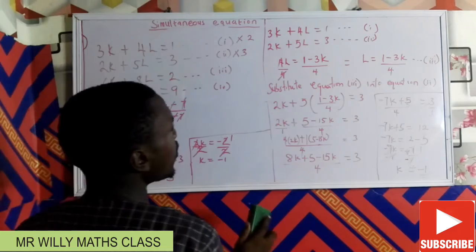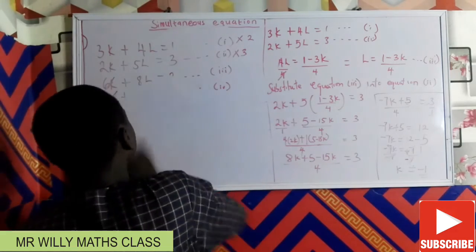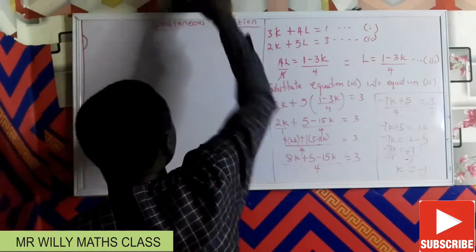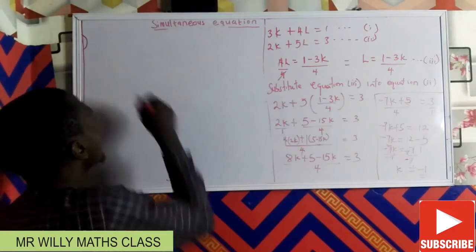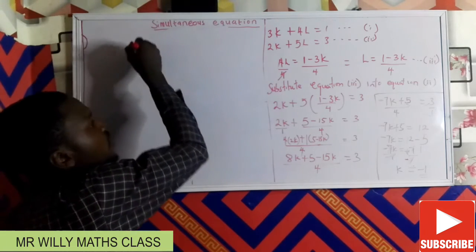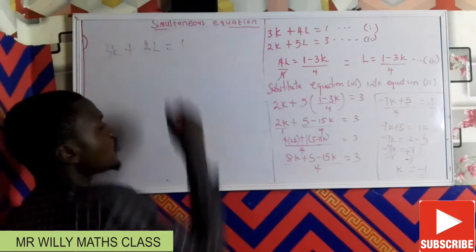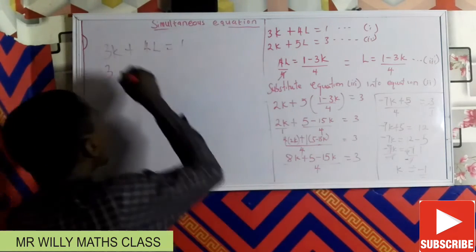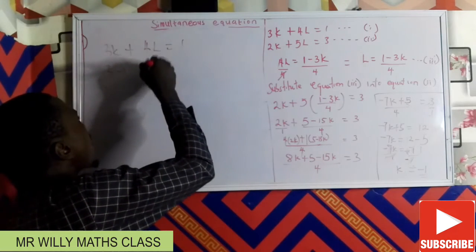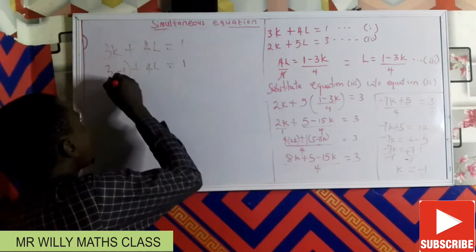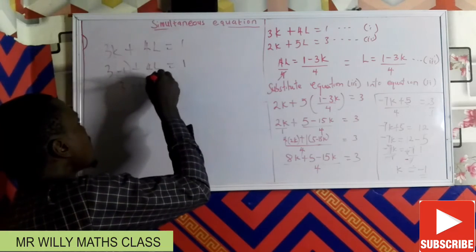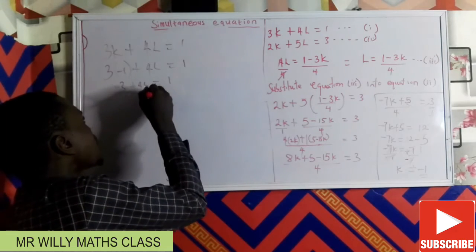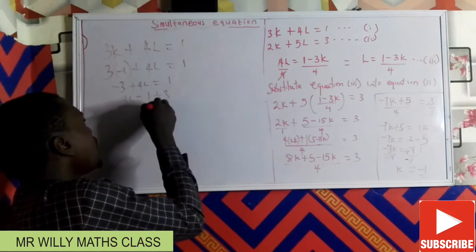Now let's solve for L. We're going to clean this side so that we can have space to complete our work. So we want to solve for L now. 3K plus 4L equals 1. We know K is minus 1, so 3 bracket minus 1 plus 4L equals 1. 3 times minus 1, that will be minus 3, plus 4L equals 1. We are going to move the minus 3 to the other side. Instead of minus 3, it turns to plus 3. That will be 1 plus 3, that will be 4L.